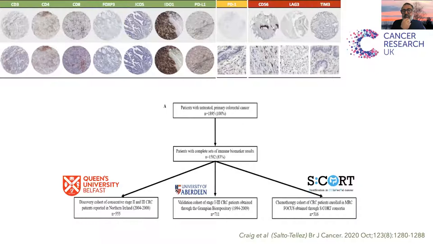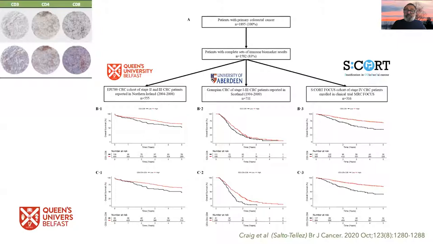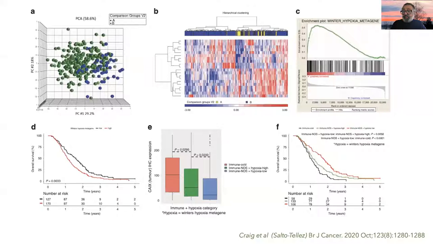Stephanie Craig was able to generate digital pathology analysis of many biomarkers associated with adaptive immunity and immune checkpoint inhibition, applied it to more than 1,500 cases from three clinical cohorts within the UK, and showed that the combination of CD3, CD4, and CD8 was able to have prognostic significance in stage 2 and 3 and predictive significance in stage 4, very importantly. And the reason is essentially because there is a molecular signature behind that group that is very much associated with hypoxia and as the main leading feature together with immunity.